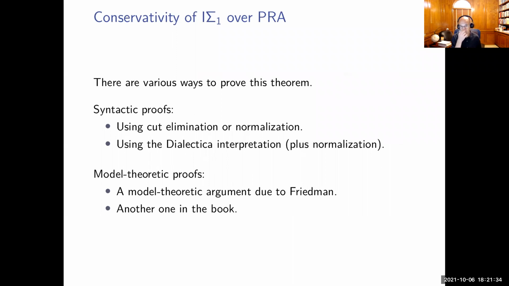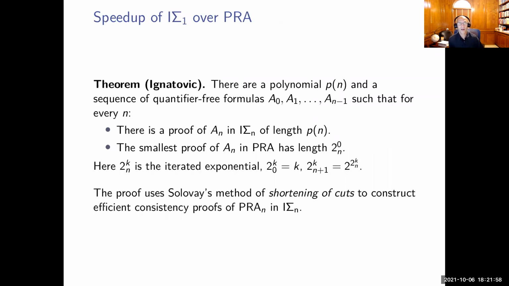And by now, there are lots of ways to prove the theorem. So in fact, Parsons used the dialectica interpretation. But Takeuchi and Mints in different ways used cut elimination, but they're syntactic proofs. There are also model theoretic proofs. There's a model theoretic argument due to Friedman. There's another one that I quite like that's in the book. So yeah, there are different ways to get the result.